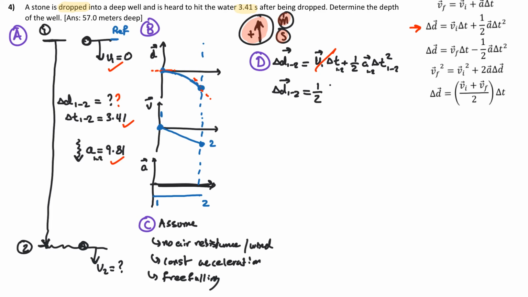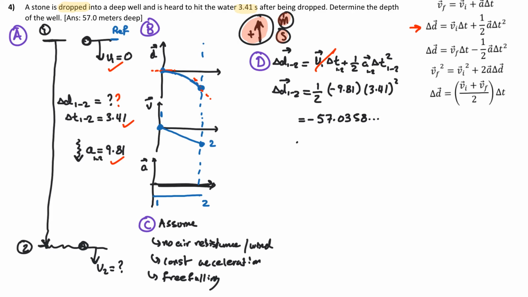You got 1/2. In terms of our acceleration, we notice that the acceleration is going down. Our positive direction is up. They're opposite, so I'm going to use a negative value here. And my change in time between the two is 3.41 seconds. I don't have to worry about direction with that. And let's plug it in. I get displacement is equal to negative 57.0358, and the number continues.